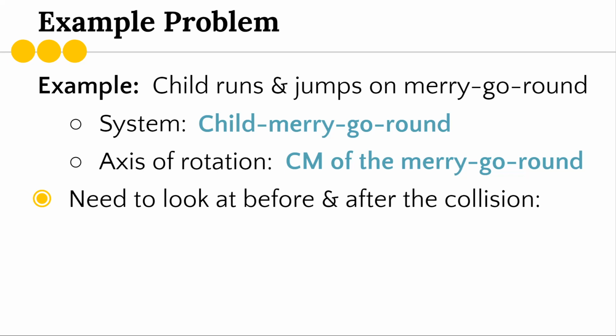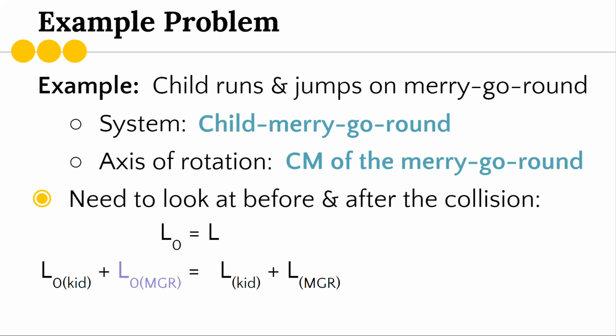And so we need to look at the before and after, because if we have conservation of angular momentum, it means that the total initial angular momentum of the system needs to equal the total final angular momentum of the system. Initially, the kid has some initial angular momentum, but the merry-go-round was at rest, so it has 0 angular momentum initially. Then we're going to look at what happens afterward.